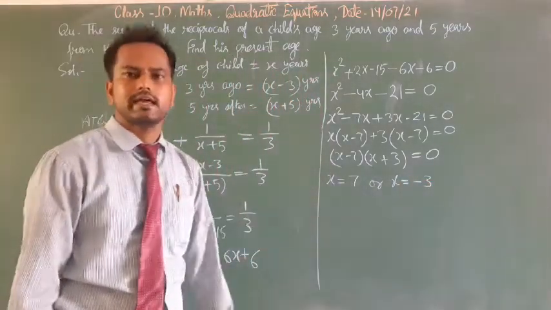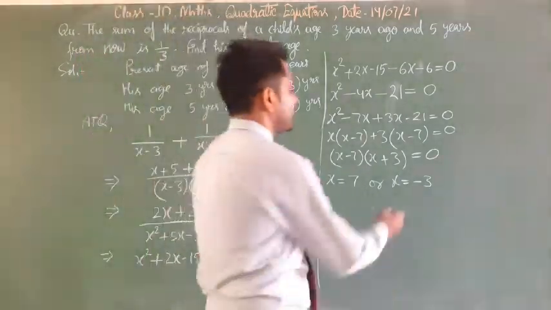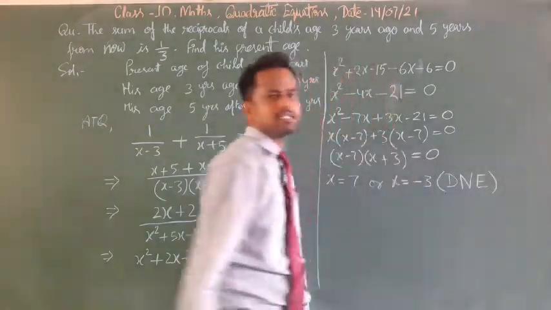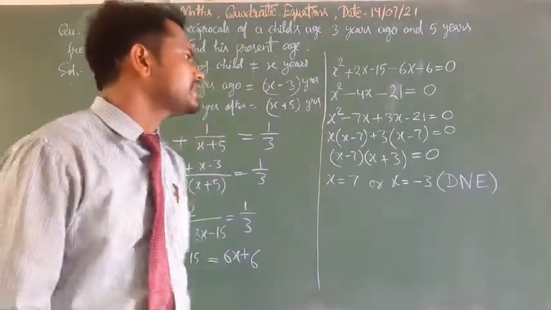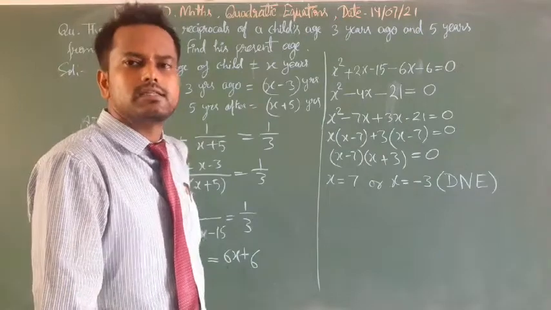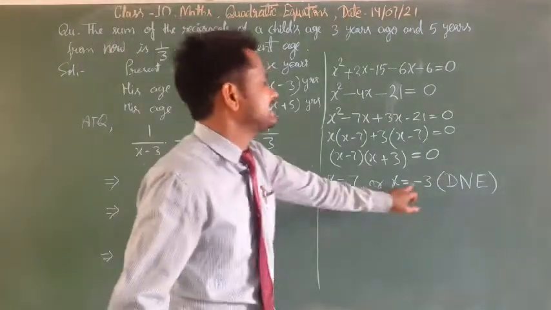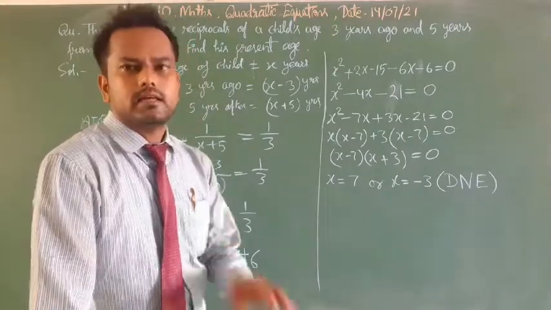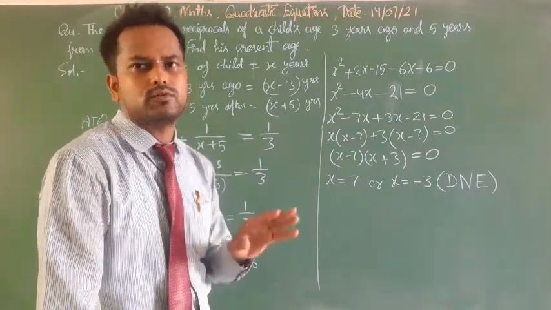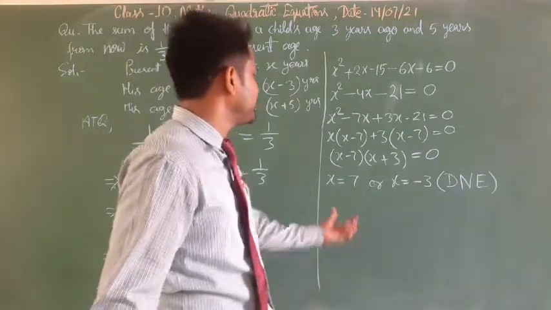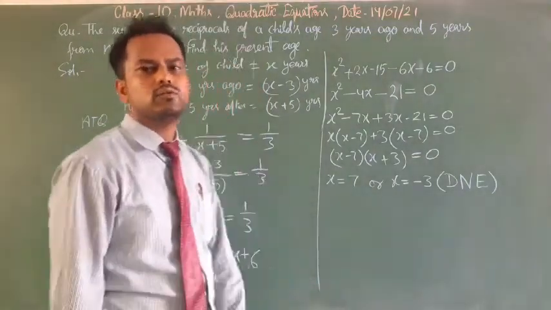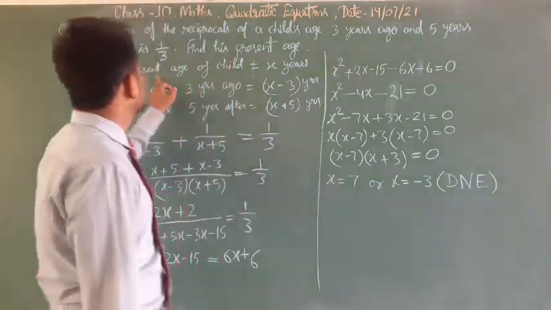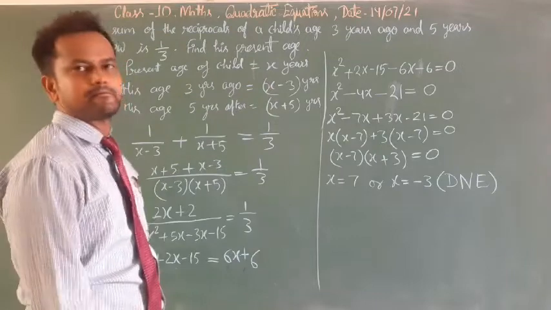So age cannot be negative, so x is equal to minus 3 does not exist. Why does x equal to minus 3 not exist? Because age cannot be negative, that's why. So we get x is equal to 7, that is the present age of the child.